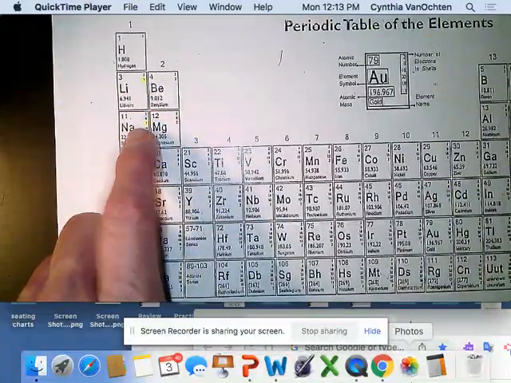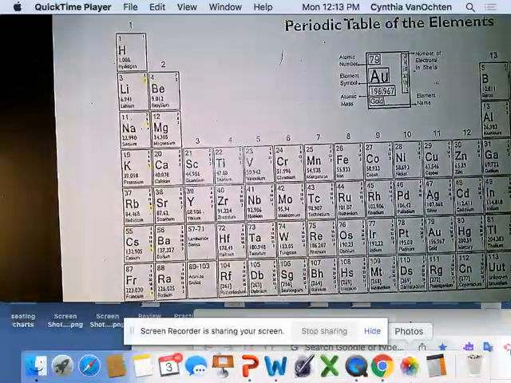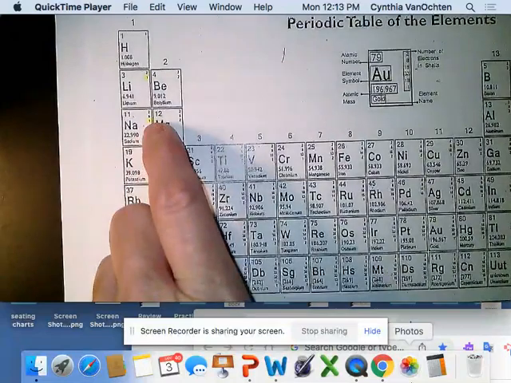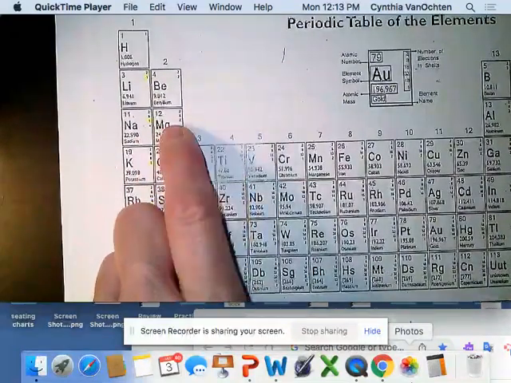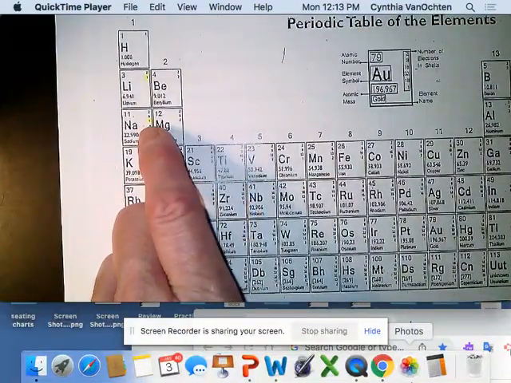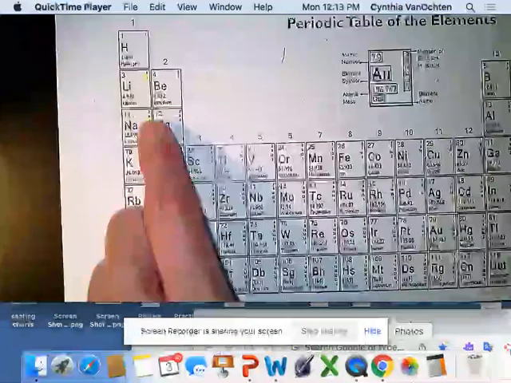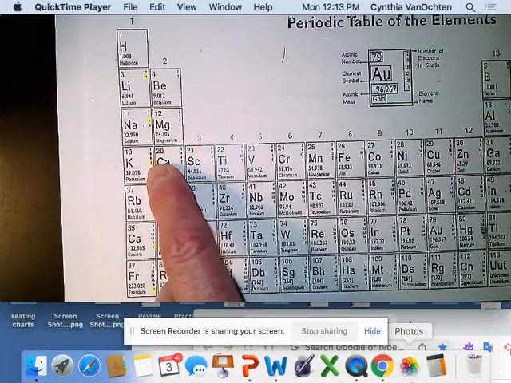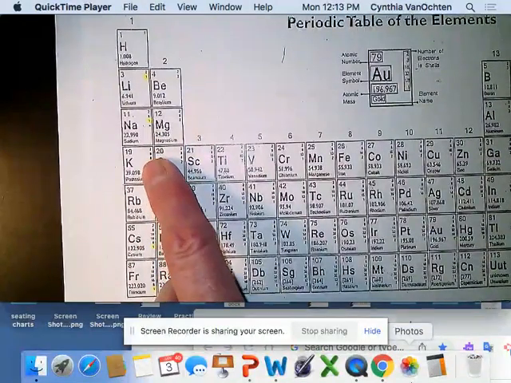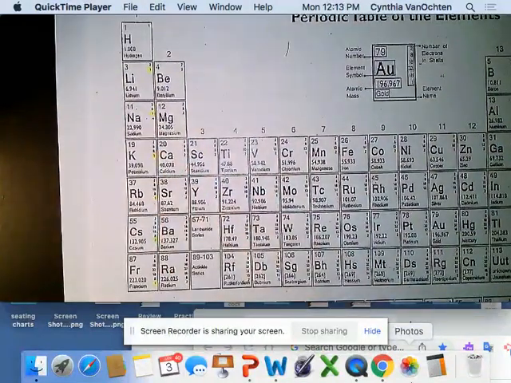So sodium is 2, 8, 1. 2 electrons in its first ring, 8 in its second, 1 in its third. So when sodium gives up 1 electron, that ring disappears, and the ring below that has 8 electrons. That's a full valence. Potassium, same way. When it gives up its 1 valence electron, it's got 8 in its outer ring.